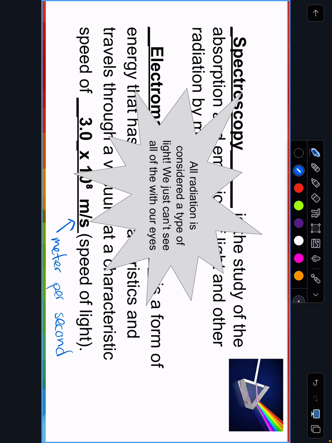So when we look at their different abilities, why radio waves do one thing and X-rays do another, and why some are more dangerous, does it have to do with how fast they're traveling? No, because they all travel at the same speed. So it's not that X-rays hit us faster. There must be something else that's causing them to interact with us differently, okay?